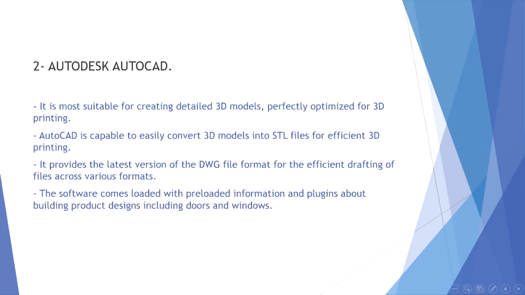Second, Autodesk AutoCAD is suitable for creating detailed 3D modeling, and it is perfectly optimized for 3D printing. AutoCAD is capable to easily convert 3D models into STL files for efficient 3D printing. Also, it provides the latest version of the DWG file format for efficient drawing of files across various formats. Finally, the software comes with preloaded information and plugins about building product designs, including doors and windows.